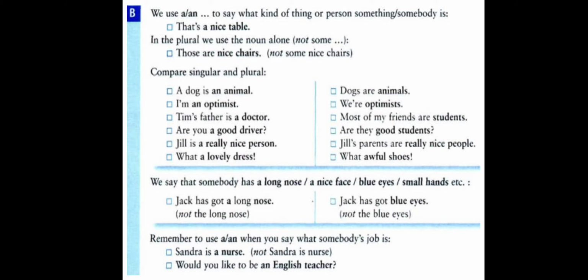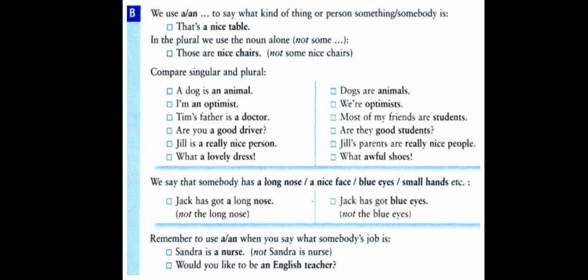We can say, that is a table. If we want to give it an adjective, nice, then we say a nice table. The adjective comes between the article a and the noun table.